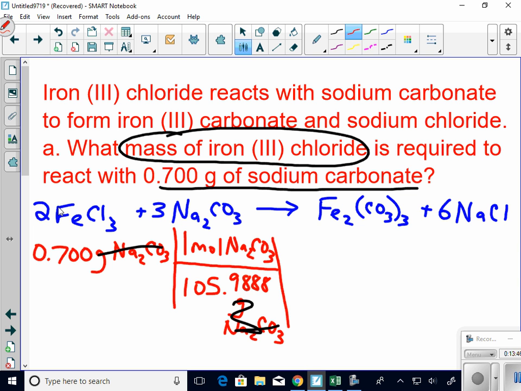My next step is to use my molar ratio. My bottom number is going to be 3 mole. Man, we'll finish this later, folks.